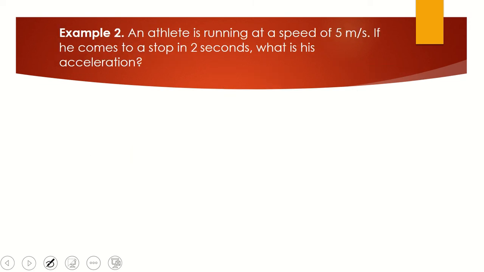The next example we're going to look at is an athlete running at a speed of 15 meters per second. If he comes to a stop in 2 seconds, what is his acceleration? So what do we know? The athlete's running at a speed of 5, so that's his initial speed, 5 meters per second. He comes to a stop in 2 seconds, so time is 2 seconds. What is his acceleration? So we've only got 2 bits of information and an unknown.